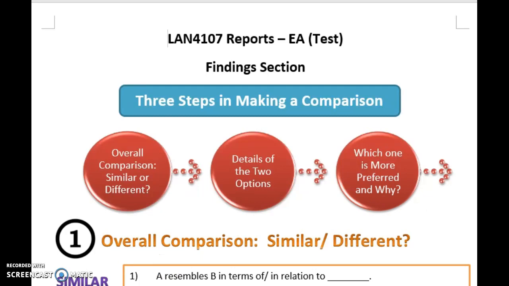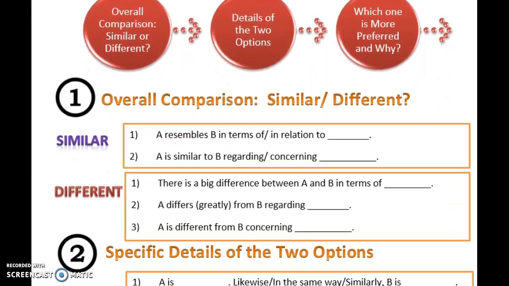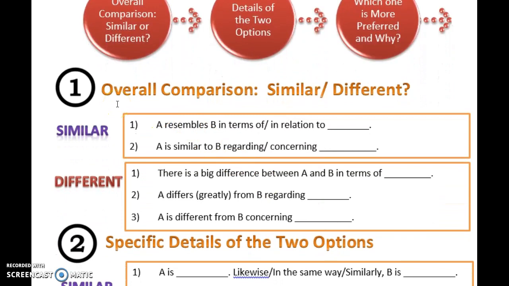Okay, so let's see the expressions. For giving an overview to the reader of whether A and B are similar or different, you can use the sentence structures here. If they are similar, you can use the word resembles or similar to. If different, you can say there is a big difference between A and B. You can also use the verb differs, or an adjective is different from.